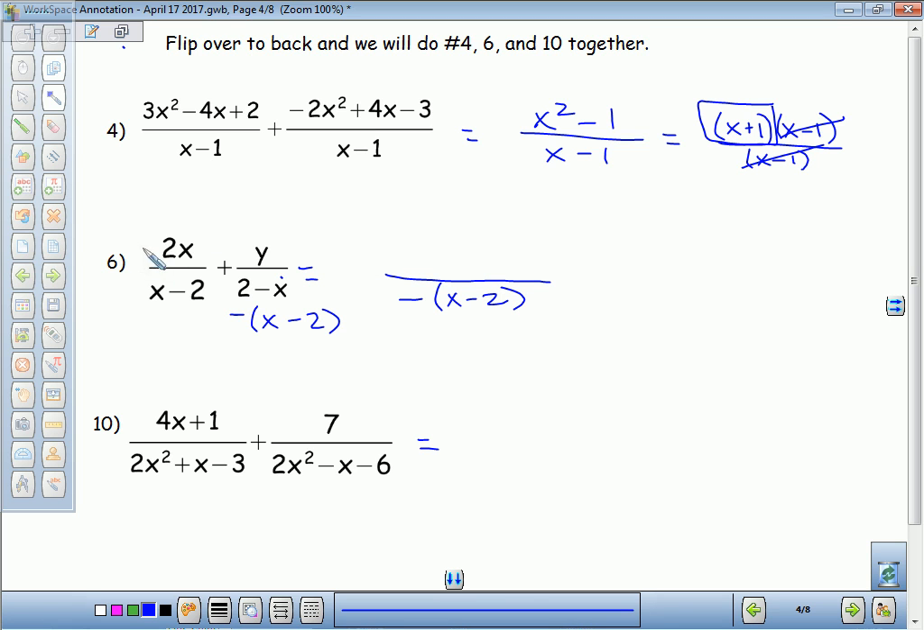So this has to be multiplied by negative 1 to get the negative. So that makes a negative 2x plus y, which we could write as y minus 2x over 2 minus x. You could. These are equivalent. What's the answer?